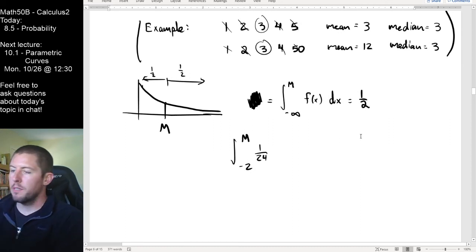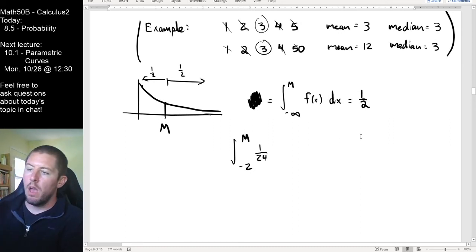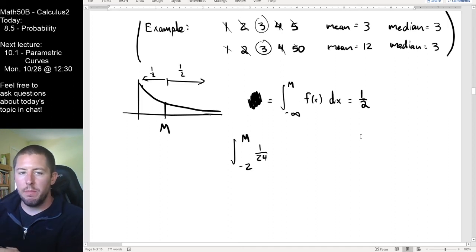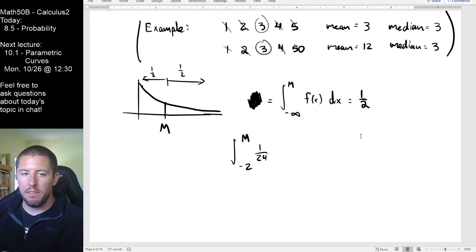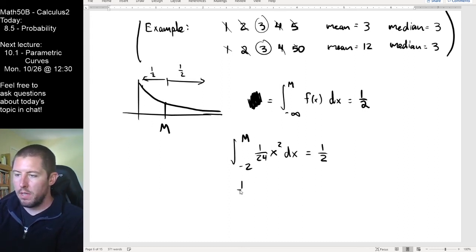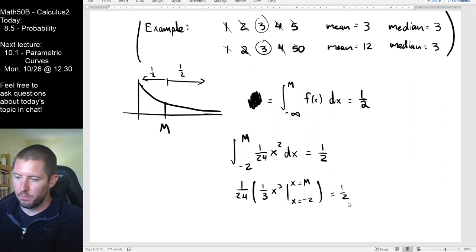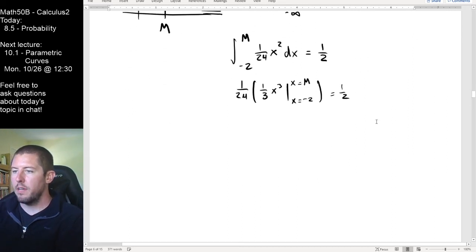Okay, I'm going to come back to this problem that we were on a couple minutes ago. I want to find the median. The median should be the upper bound where we've accumulated half of all the area to the left of that upper bound. Our distribution function was 1/24 x squared dx, and I want this to be 1/2 of the area that I've accumulated up to the median. This should be giving us 1/24 times 1/3 x cubed, evaluated from x equals -2 to x equals m, equals 1/2. So let's go ahead and do some maths here.